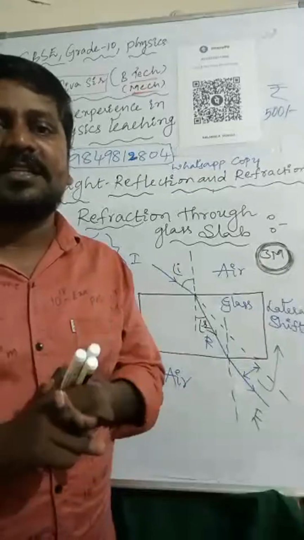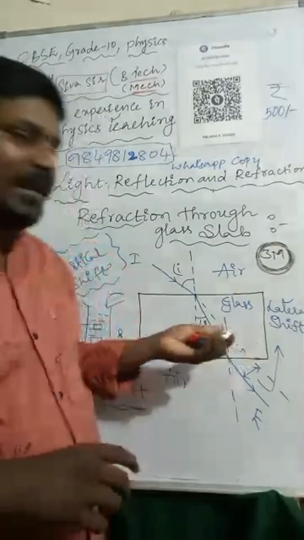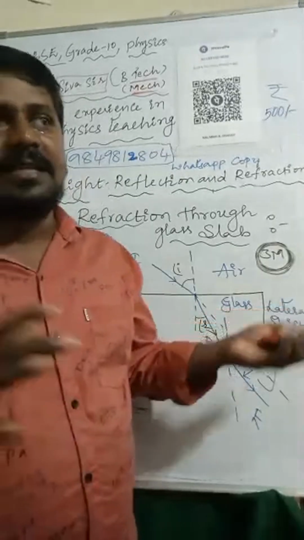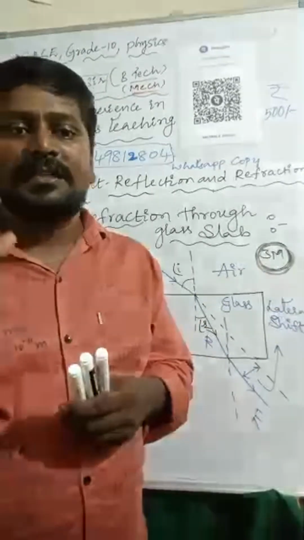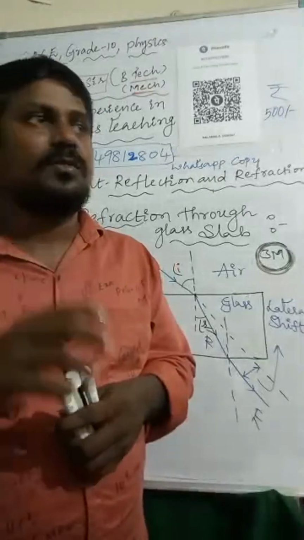Lateral shift and vertical shift, they will ask. And the glass slab diagram, here this glass slab diagram. And related to this refraction, there are a few more questions.